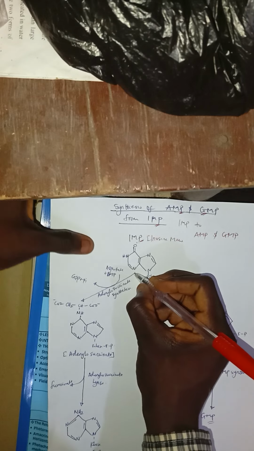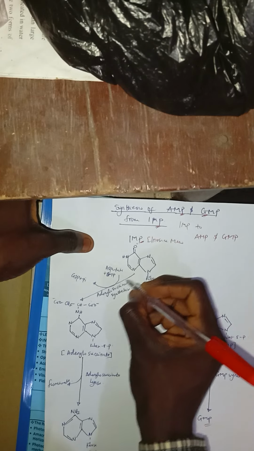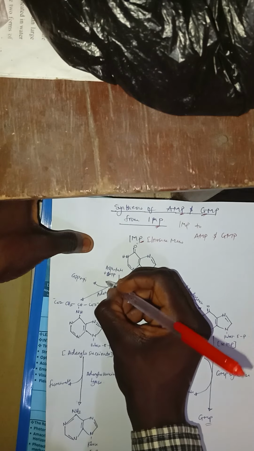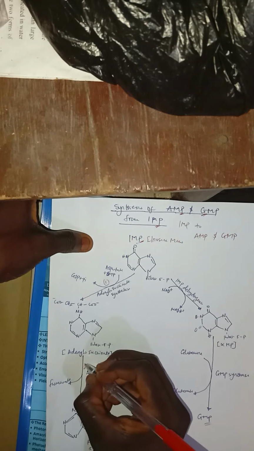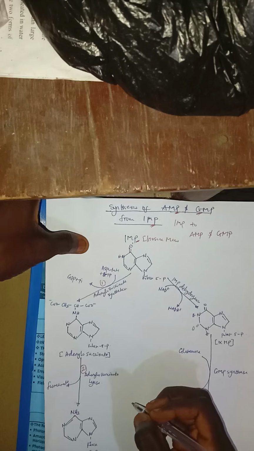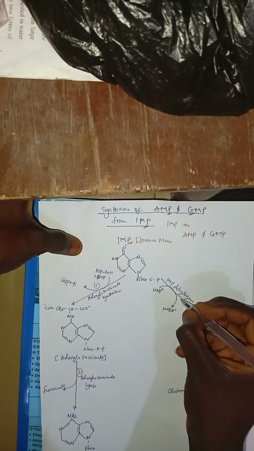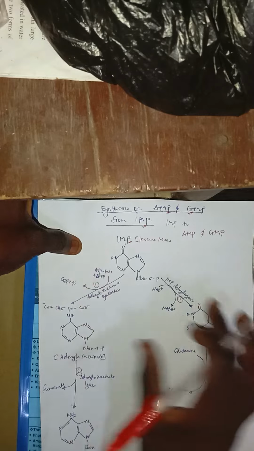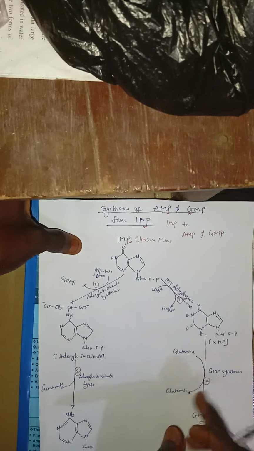So let me walk you through it. If you notice, this side has just two arrows, one arrow and the second arrow. So let me say this one is step 1, while this one is step 2. Are you seeing it? On this other side again, step 1, step 2. So both of them have just two steps. All right, let's focus on the AMP side.